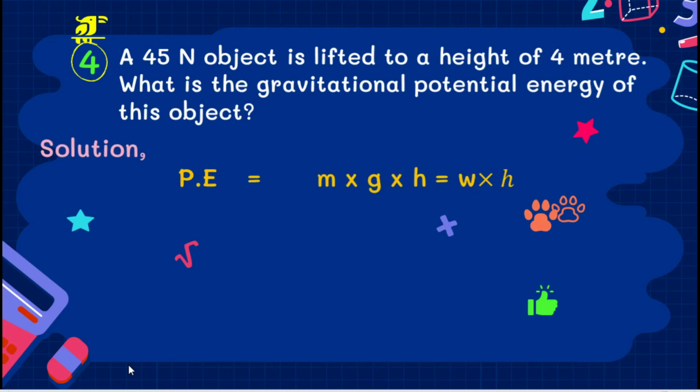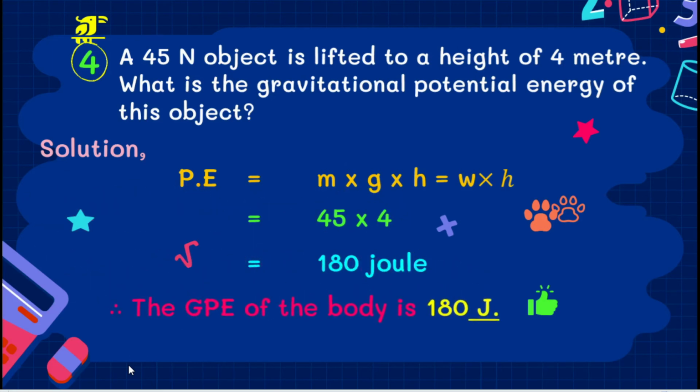But here they did not give mass and gravity. Other than that, they are given here Newton, which means weight. They are given here weight. So we have to rearrange the formula. Mass into gravity is equal to weight. So I am going to rearrange the formula: weight into height. So I am going to apply these values in the formula. 45 into 4. So finally we can get the potential energy is 180 joule. So finally the gravitational potential energy of this body is 180 joules.